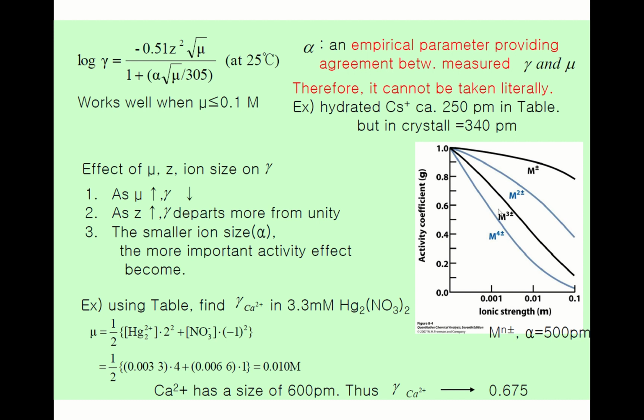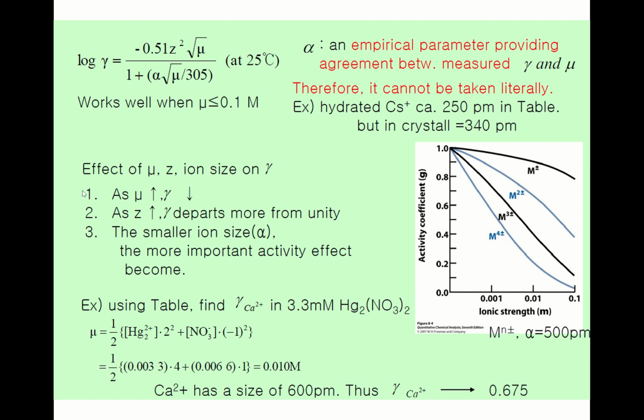Look at this figure. It shows how this activity coefficient depends on the ionic strength, depending on whether the ion is monovalent, divalent, trivalent, or tetravalent. As you see, for the monovalent ions, the activity coefficient starts from 1 and decreases rather slowly. But for the higher valent ionic species, the ionic activity coefficient decreases more rapidly. The one for tetravalent species is so severe.